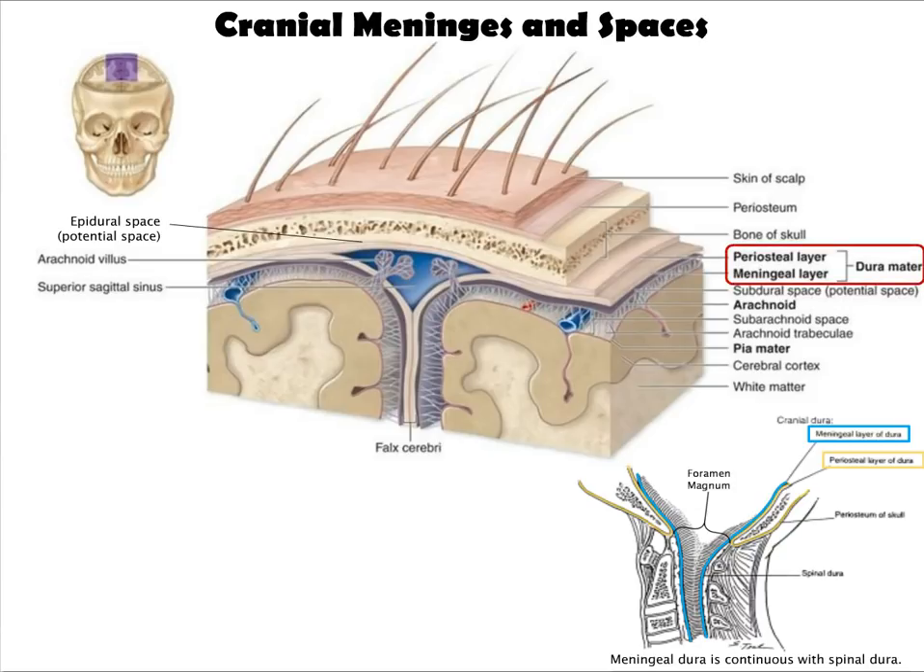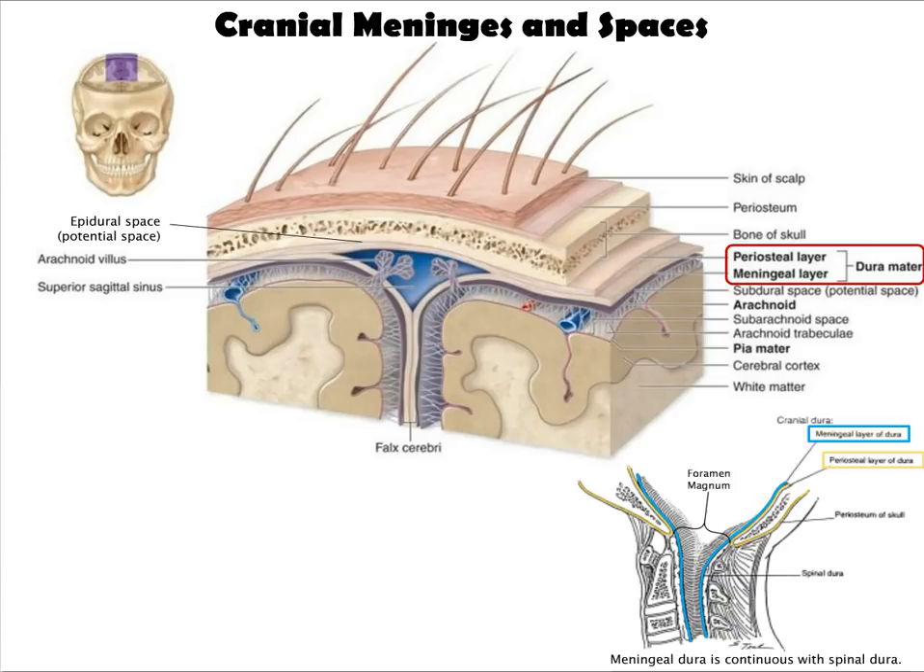It is composed of a periosteal layer that is adherent to the inner surface of the calvaria and is also composed of an inner meningeal layer. It is the meningeal dura that is continuous with the dura mater of the spinal cord, as is illustrated by the blue lining in the lower right image.